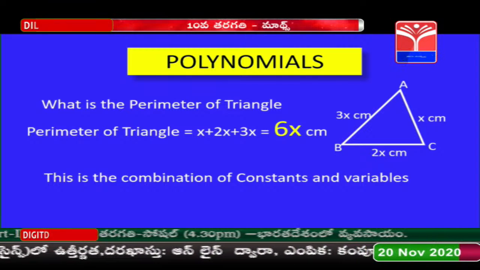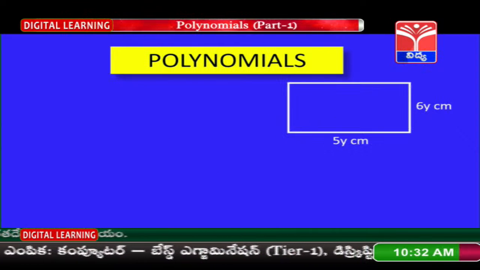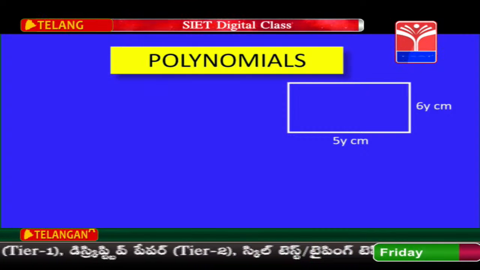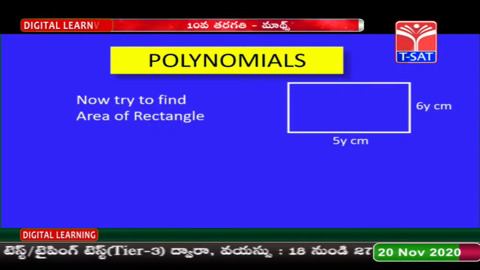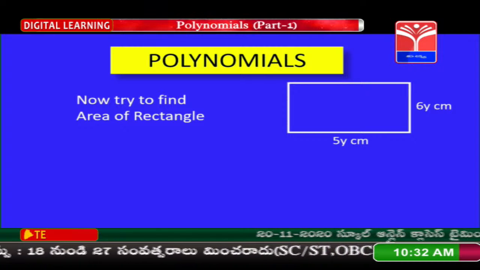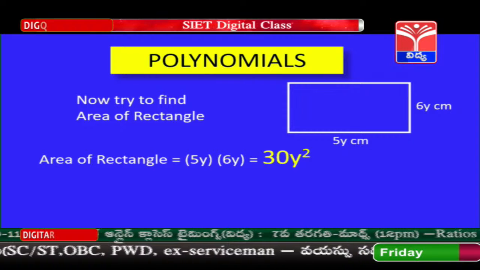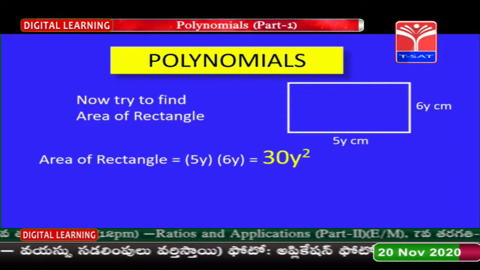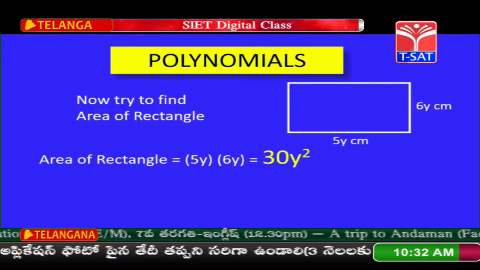Let us see one more example here. Now I have taken one rectangle whose sides are 6y centimeters and 5y centimeters. Can you find the area of this rectangular field? Now, the area of the rectangular field is length into breadth. The area becomes 5y into 6y, which gives us 30y square. Here also we have the combination of constants and variables.